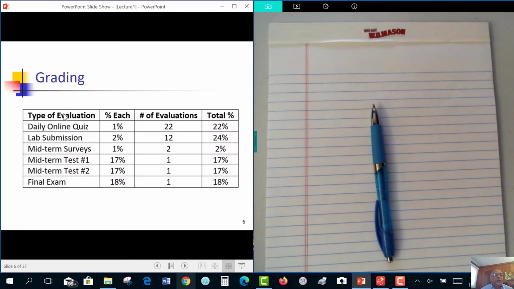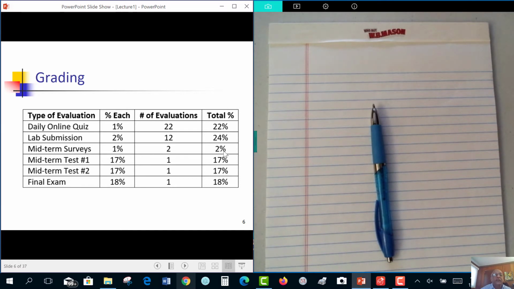To get a big picture of the course, the best way to look at it is grading. So after every lecture, you're going to have an online quiz. So there are going to be 22 in all, 1% each. So that's 22%. Each week, you will have to submit a lab. That's 2% each. You'll have 12 labs in the whole semester. That's 24. I'm going to have 2 midterm surveys. These are just going to be online surveys, 1% each.